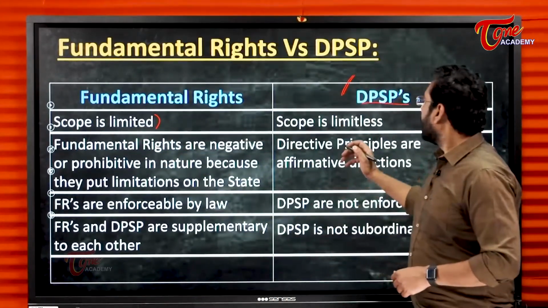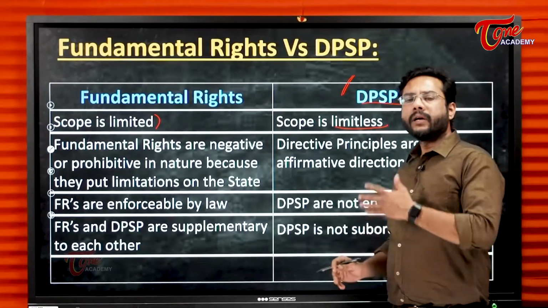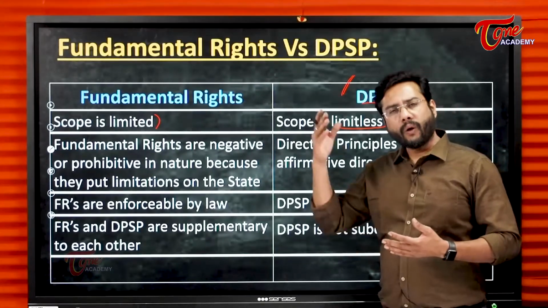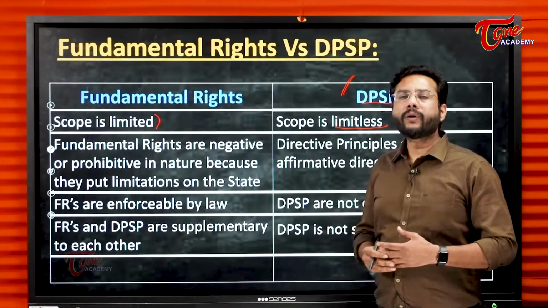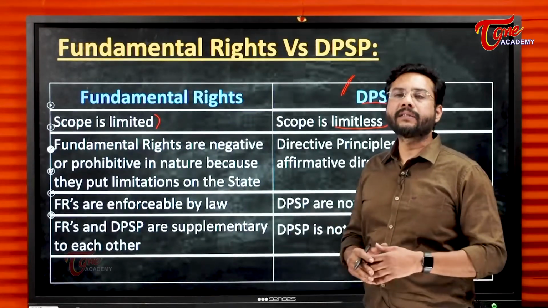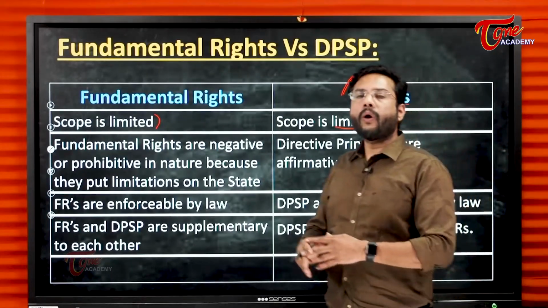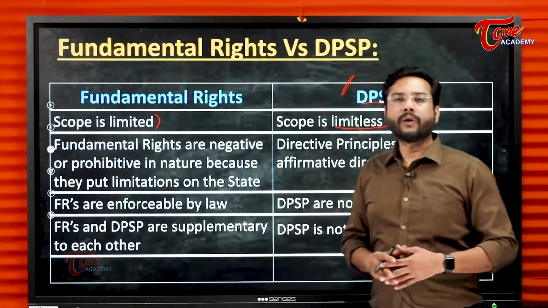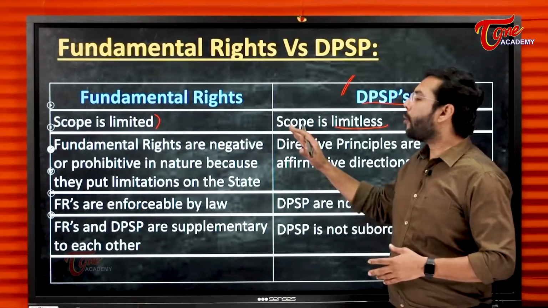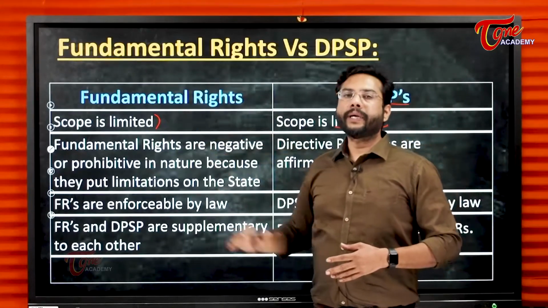Here the scope is limitless. So when we read articles 38, 39, 40, all those DPSPs, we could witness many things. It's very vast, diverse in nature. It focuses on all aspects of an individual and of a society altogether. So the scope is very large, wider than fundamental rights.